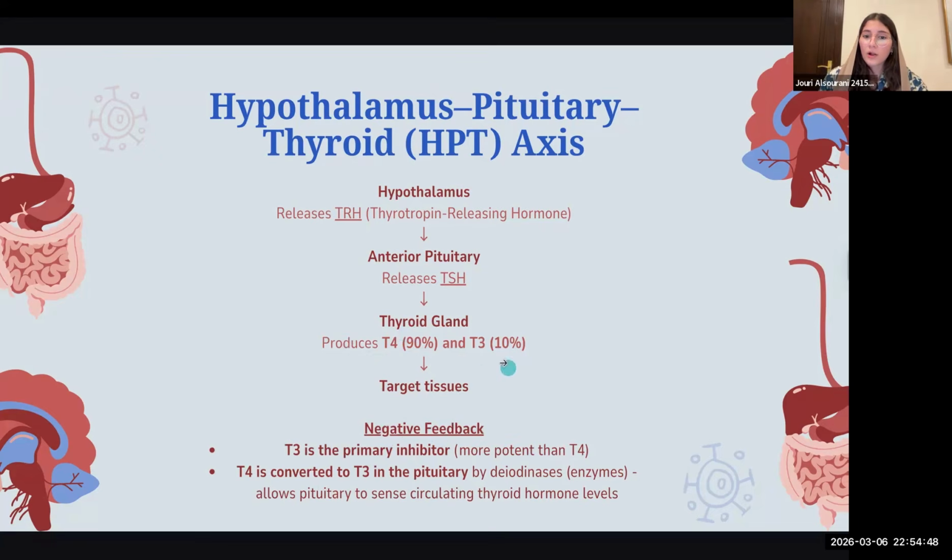For the negative feedback, although there is less T3 being produced, T3 is the primary inhibitor with the negative feedback, right? It is way more potent than T4. We have T3 going back and inhibiting these hormones. That is why we also have T4 being converted to T3 in the pituitary by certain enzymes. This will allow the pituitary to then sense the circulating thyroid hormone levels. So T4 is converted to T3 because then the pituitary can sense the T3 and the negative feedback can take place, and the anterior pituitary and hypothalamus can stop releasing hormones.